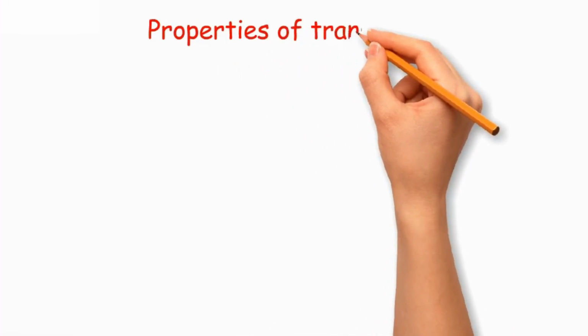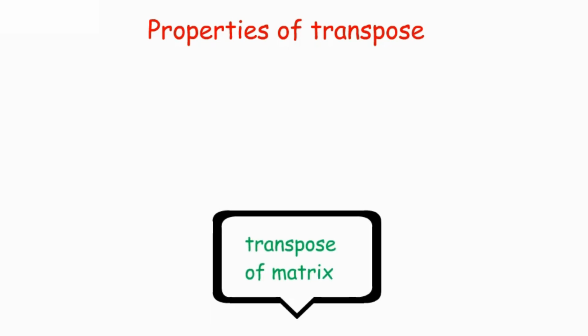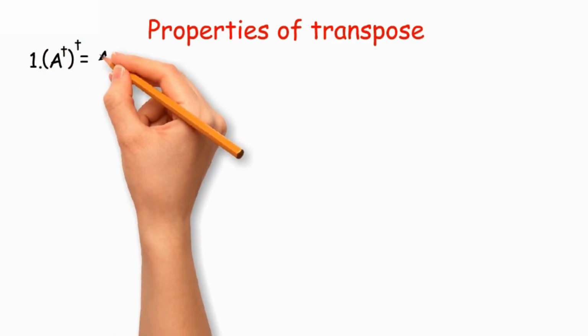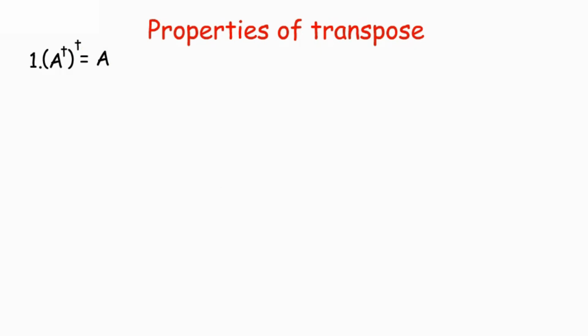To understand properties of transpose, you should first know how to take a transpose of a matrix. Once you get to know how to take transpose, it's time to learn properties of transpose. The first property is A transpose of transpose is equal to A. It means taking two times transpose of a matrix gives us the original matrix.